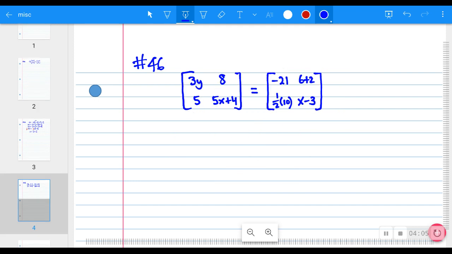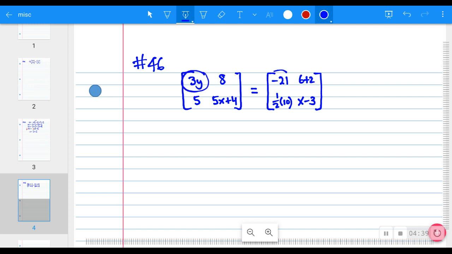We have one left here, number 46. And what we have is two matrices that are equal. And some of the corners you can just see right out that they're equal. Top right, 8 equals 6 plus 2. And on the bottom left, you get a 5 equals 1/2 times 10. Both of those corners yield true statements, but they're not helpful. For instance, 5 equals 1/2 times 10 is true, but doesn't help us find the x or y. So we'll start in another corner.